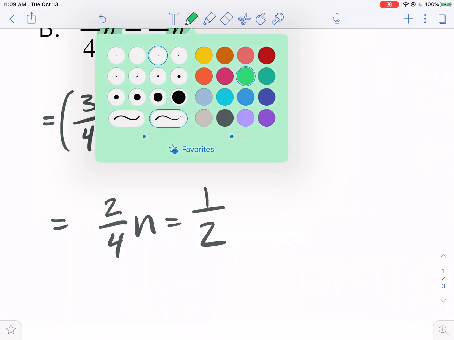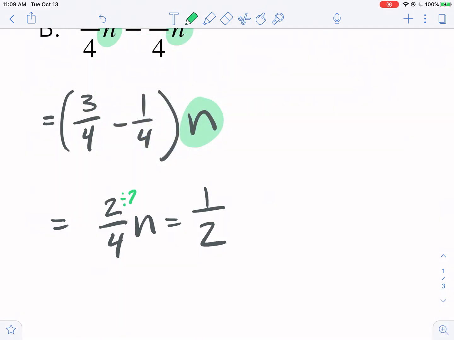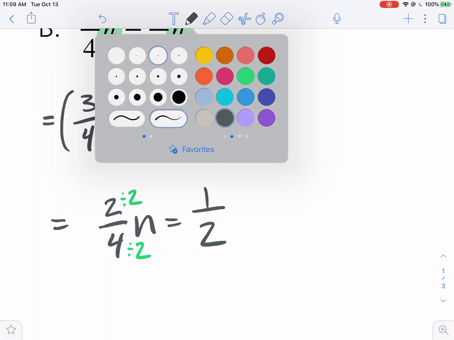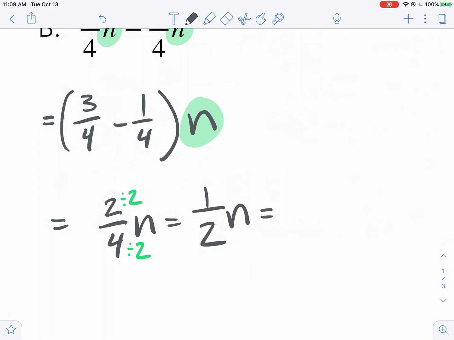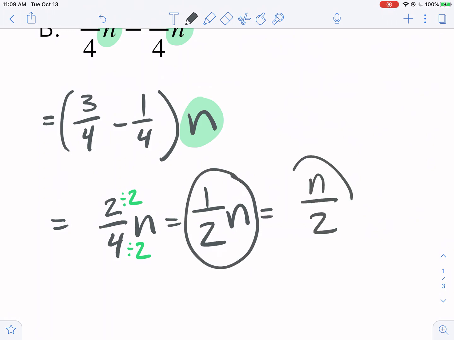Because we can take out a 2 by dividing by 2 on top and dividing by 2 on bottom. That simplifies to 1/2. So we have 1/2 n. If you want to leave it like this, that's fine. If you'd rather have n divided by 2, that's also fine.